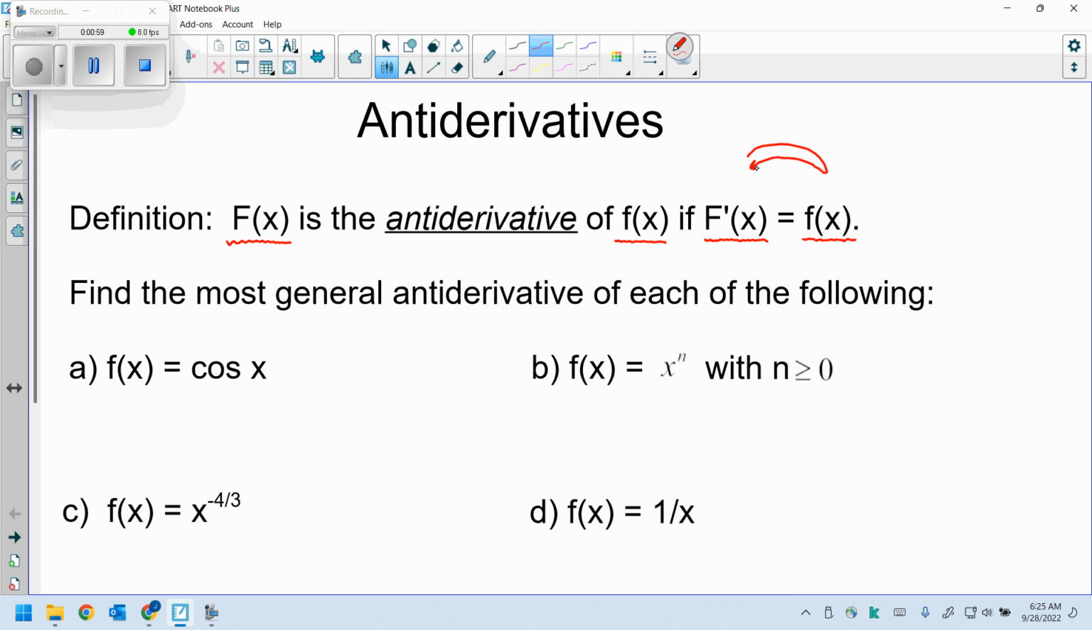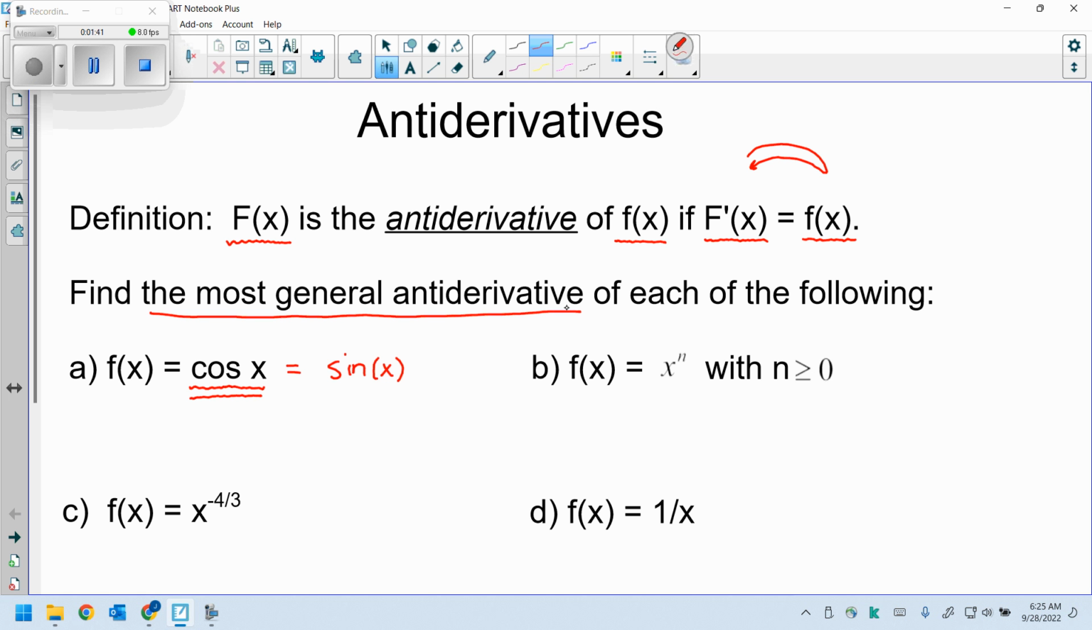All right. So oftentimes it's easier to answer a question, what's the antiderivative of cosine, for example? Well, another way to ask that question is, cosine is the derivative of what? And if you say it is the derivative of the sine of x, you are correct. So that makes sine of x the antiderivative of cosine. Now the instructions here say find the most general antiderivative.